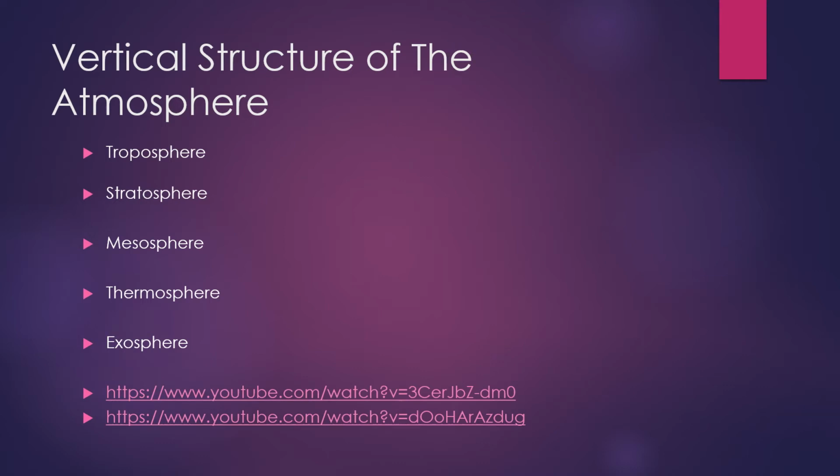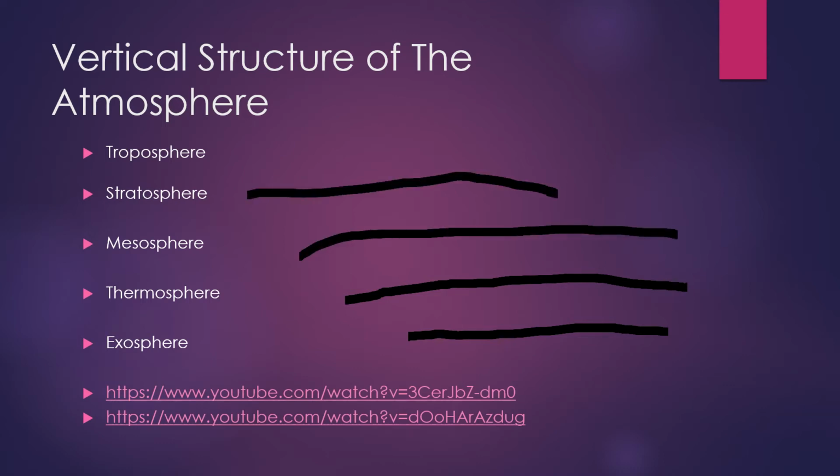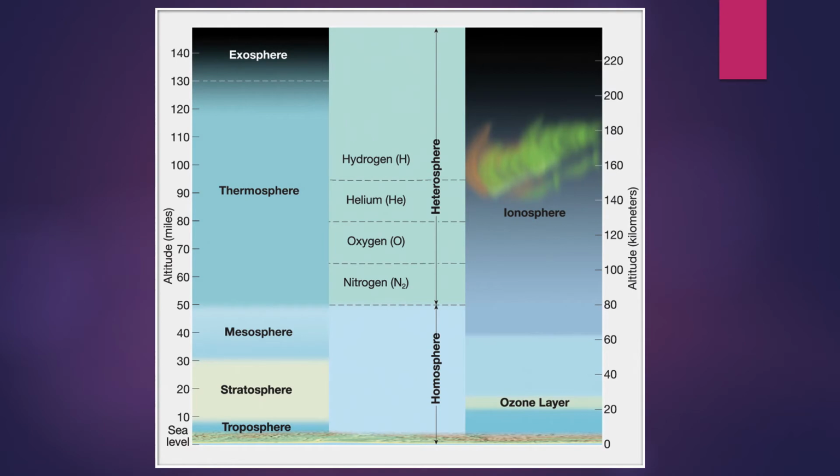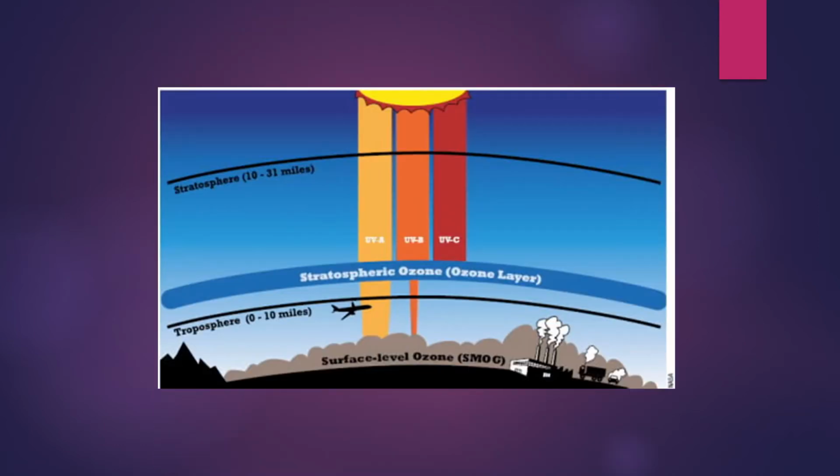The structure of the atmosphere, here are the different layers. It goes from the earth, the surface. Then you have the troposphere, stratosphere, mesosphere, thermosphere, exosphere. This is what it looks like, right? Troposphere, stratosphere, and then it goes all the way up.